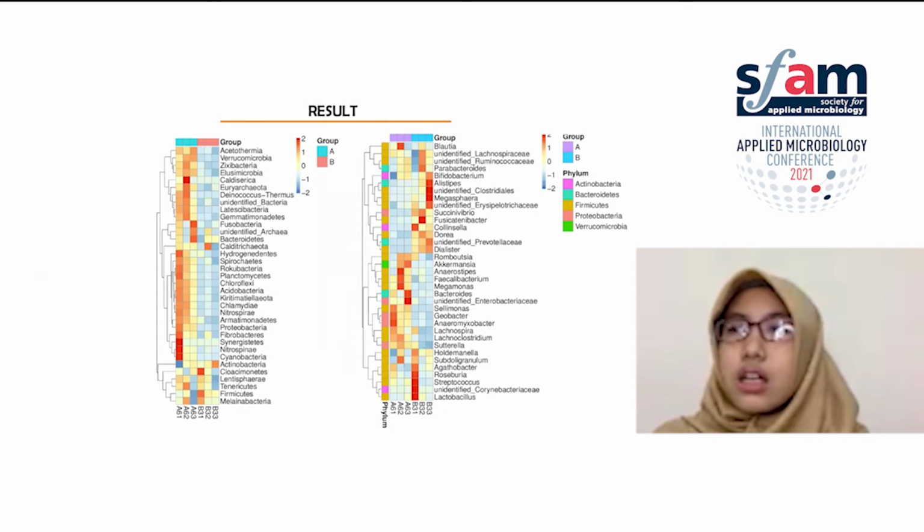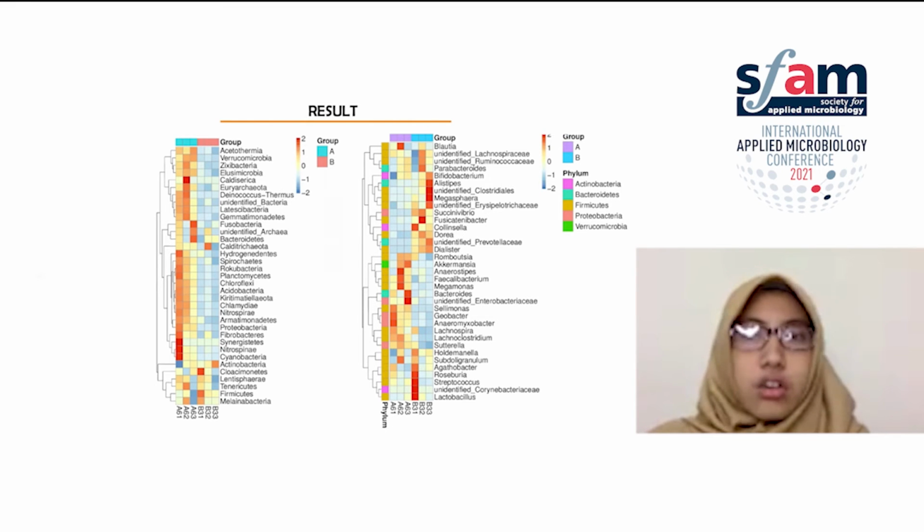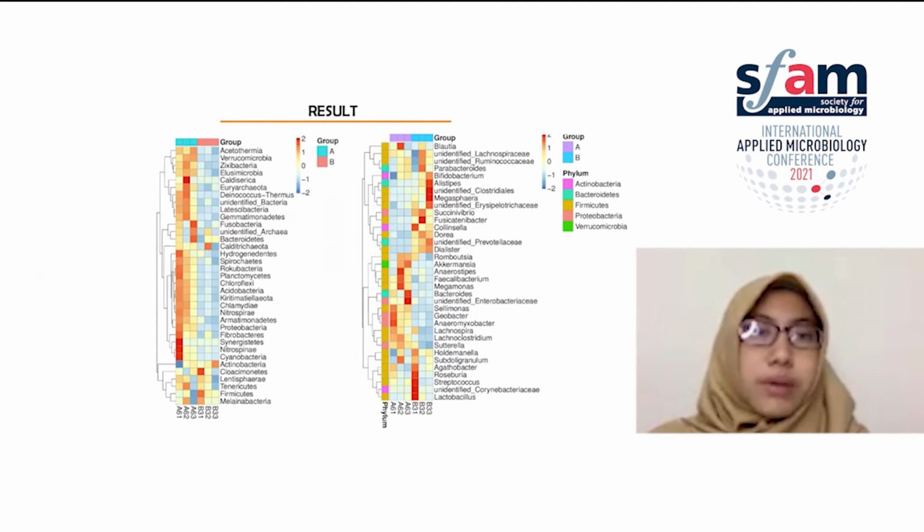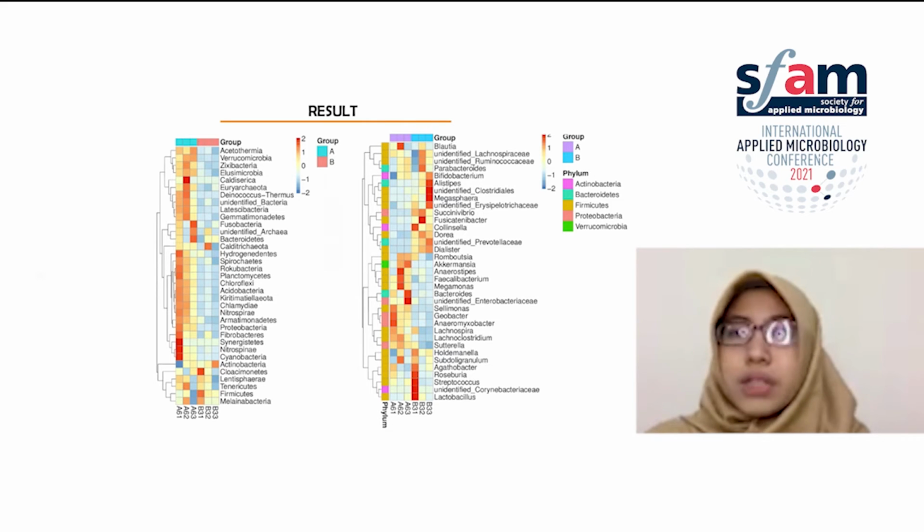In this slide, we will look at the gut microbial diversity of the samples tested at the phyla and genus levels. The right picture shows the heat map distribution at the phyla level, while the image on the left shows the heat map distribution at the genus level.